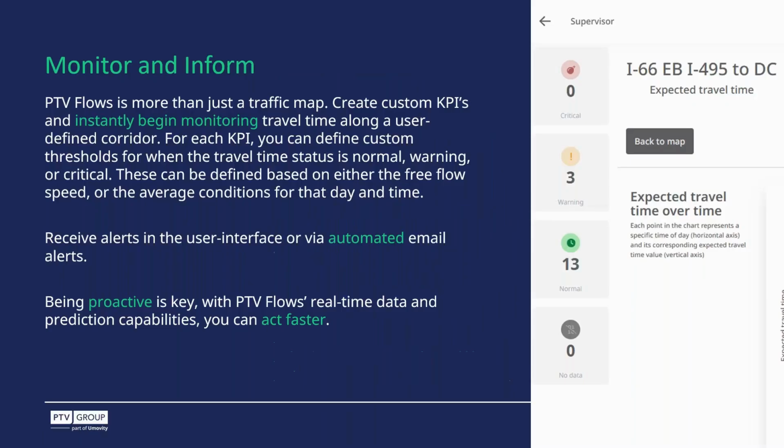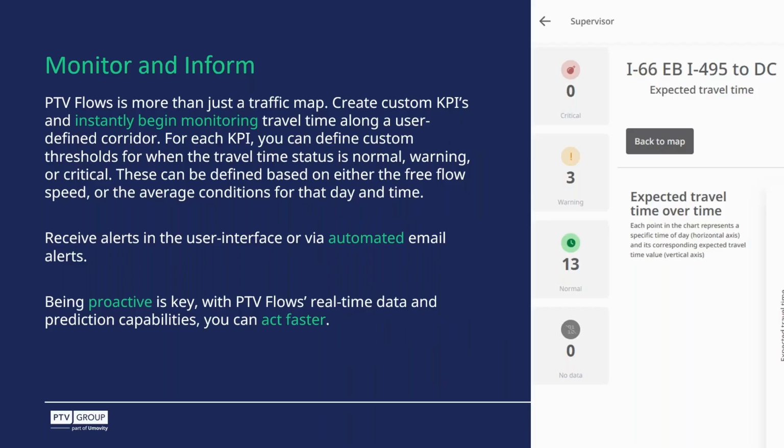So once we have the system up and running, you can quickly generate travel time segments to begin monitoring, and we're going to walk through that as we go through the actual setup in the software itself. You'll see how we can set up alerts that can go out via email. These can be based on either the free flow travel speed or unusual conditions, as well as both the current conditions and forecasted conditions.